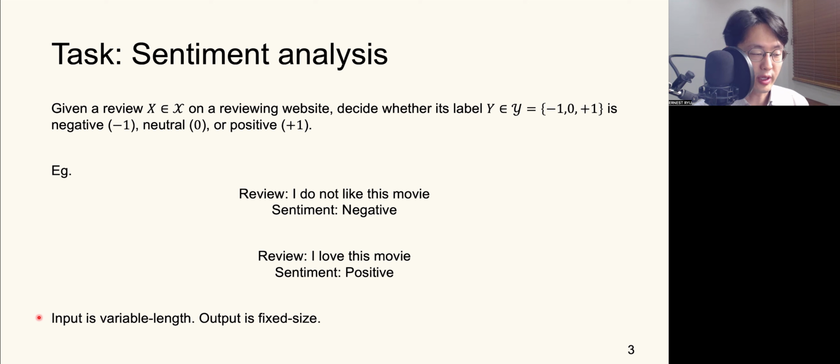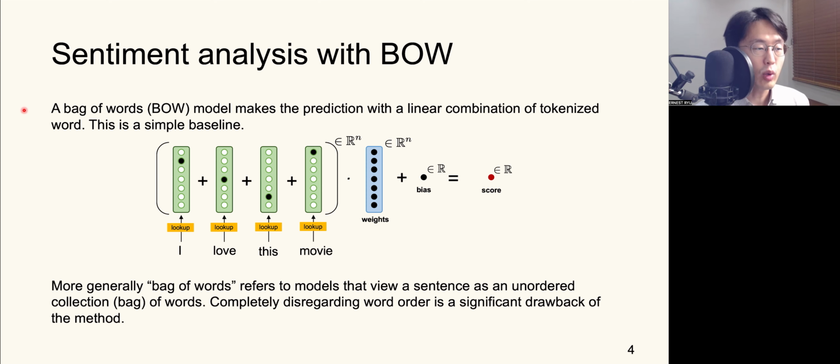One thing that's noteworthy about this task is that the input that we need to process, namely the paragraph X, is of variable length. Although in this case, the output is of fixed size. It's a classification of negative, neutral, or positive. So one classical way to solve this task is through a bag of words, a BOW model.